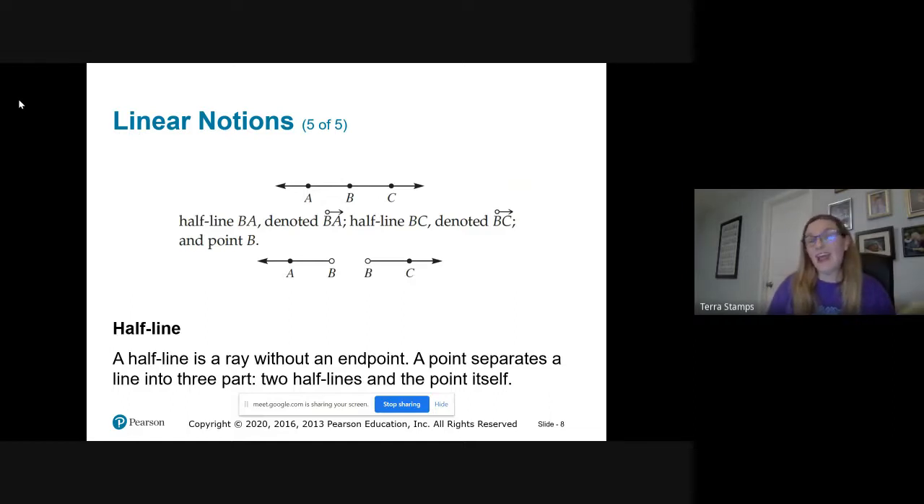We can also talk about a half line. A half line is very similar to a ray. The only difference is that the endpoint is not contained. That's all. So it's just a ray without the endpoint. That's it.